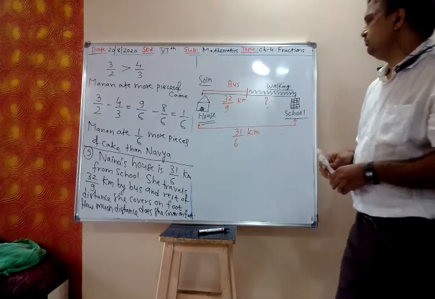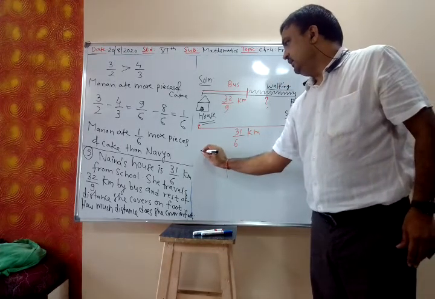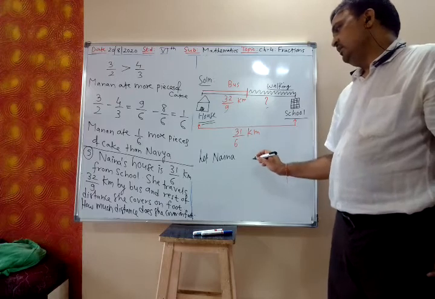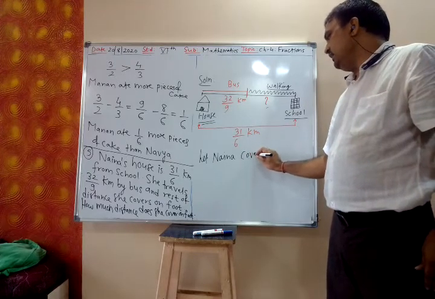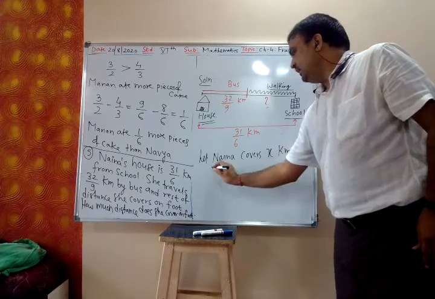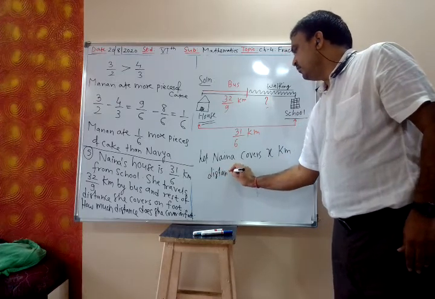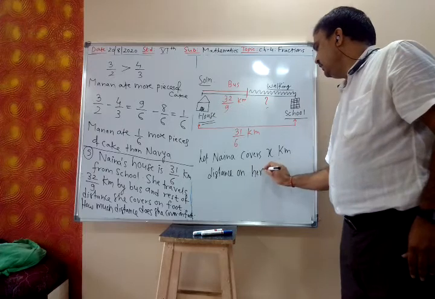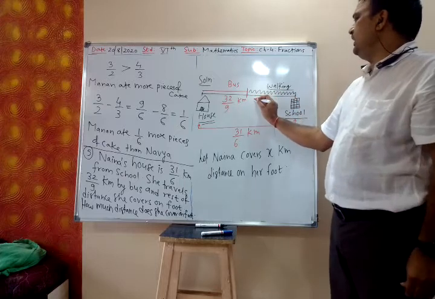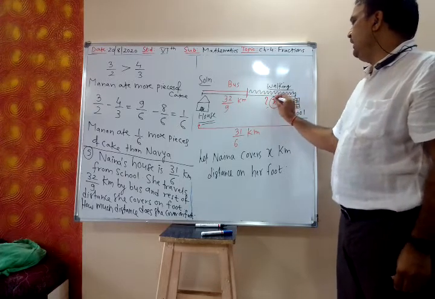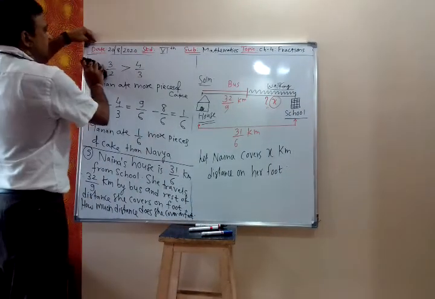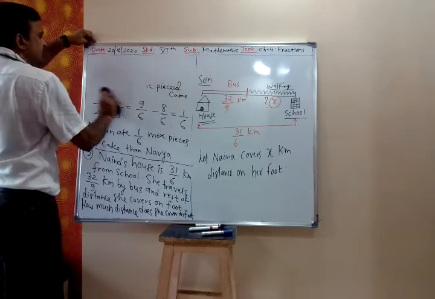Are you getting? So now we write: let Naina cover x kilometer distance on her foot. So this much distance I am taking as x. This x we have to find.